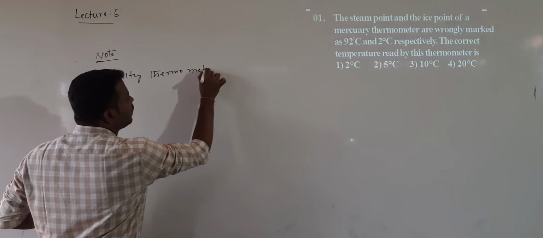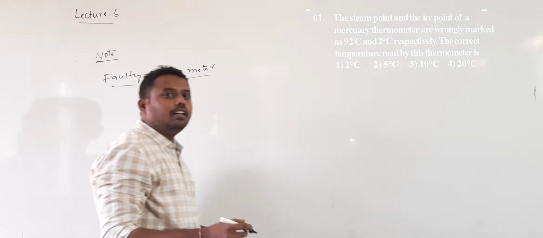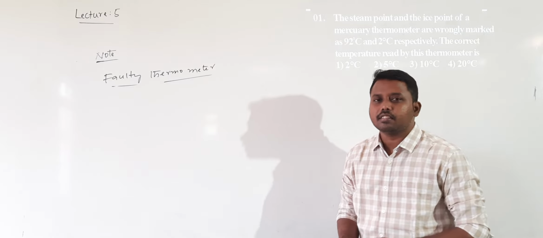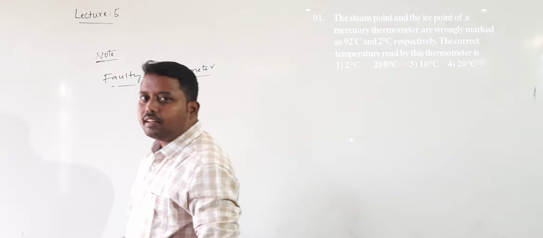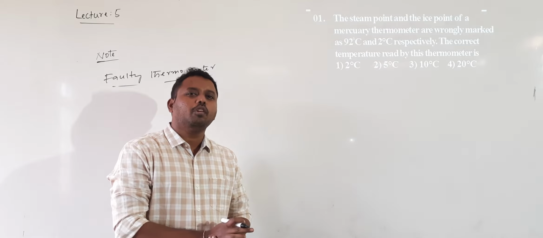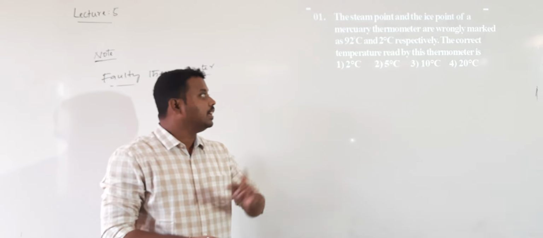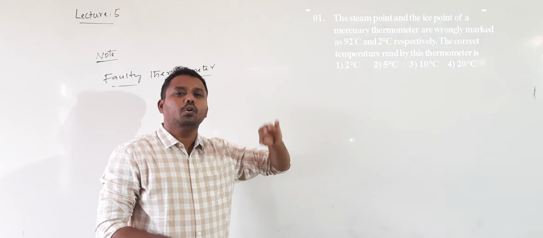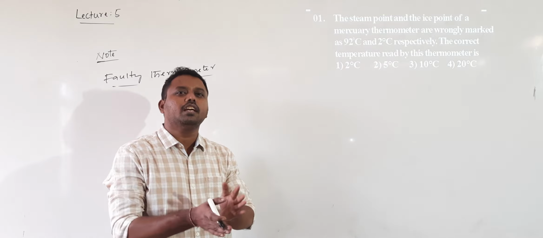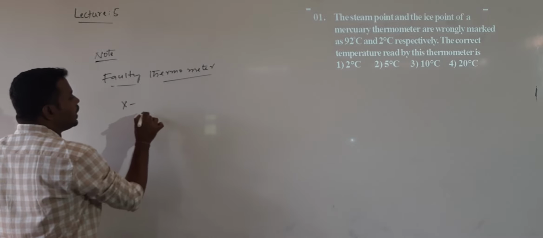Generally, a thermometer will have a lower fixed point and an upper fixed point. In case of the centigrade scale, the lower fixed point is 0 degrees Celsius and the upper fixed point is 100 degrees Celsius. The temperature at which ice melts we take as the lower fixed point. The temperature at which water boils we take as the upper fixed point. But if a thermometer, by mistake, has the lower fixed point and upper fixed point taken wrongly, such a thermometer is called a faulty thermometer.